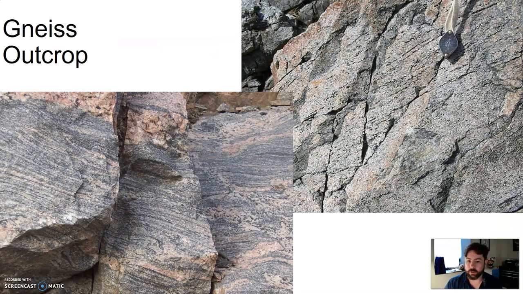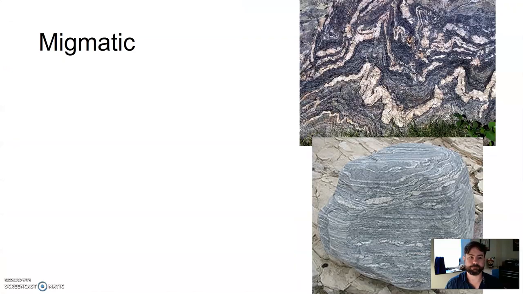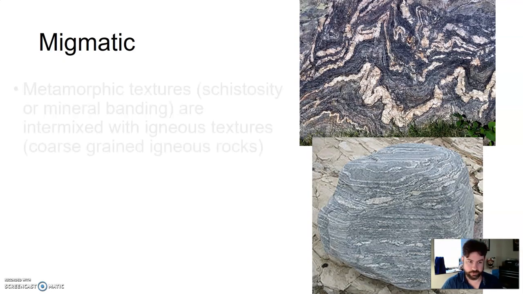So here's some outcrop of gneiss. Oftentimes you see it kind of white and black, sometimes a little pink thrown in there as well. Oftentimes this is when you take granite, apply some heat and pressure, and you can turn it into gneiss under high-grade metamorphism. And then you get into something called magmatic texture.